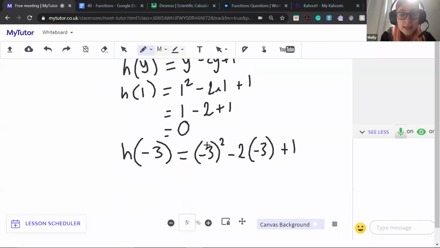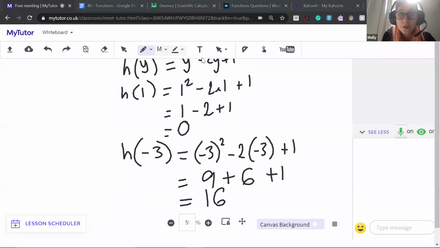So now, minus 3 squared is positive 9, remember? Now minus 2 times minus 3, that's 2 negatives, so this is a positive 6. Then we add 1. So h of minus 3 is actually 16. So a difficult one there.